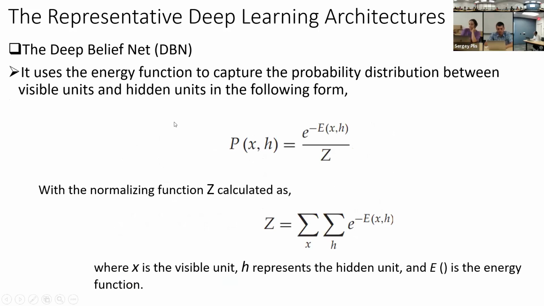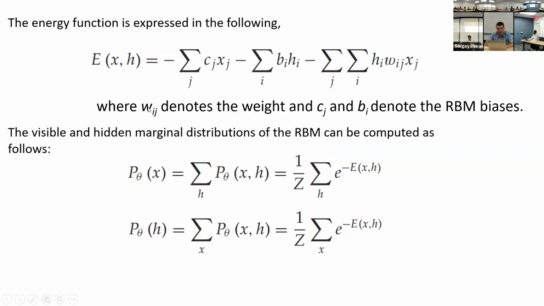The RBM uses the energy function to capture the probability distribution between the visible unit and the hidden unit in the following form, with the normalizing function Z calculated as this expression, where x is the visible unit and h represents the hidden unit, and E is the energy function, which is defined by these expressions, where W denotes the weights and c and b denote the RBM biases. The visible and hidden marginal distributions of the RBM can be computed using this expression.